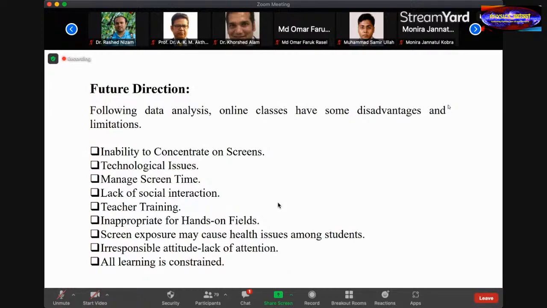Some technological issues, and then managing screen time. Students may develop terrible posture and other physical problems from sitting in front of the screen for a long period of time. Teacher training: sometimes teachers are not able to run every software that is used, and are inappropriate for handling fields. Screen exposure may cause health issues among students. Irresponsible attitude, lack of attention, and non-learning are considered.